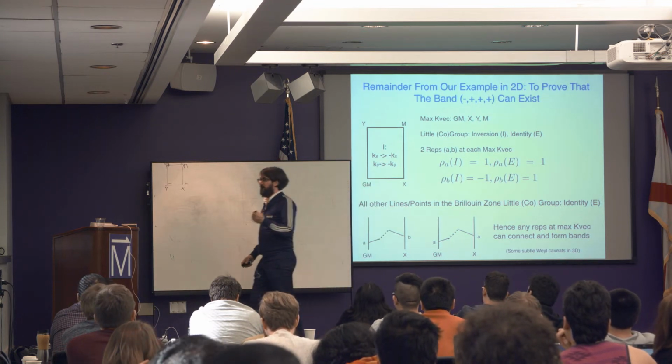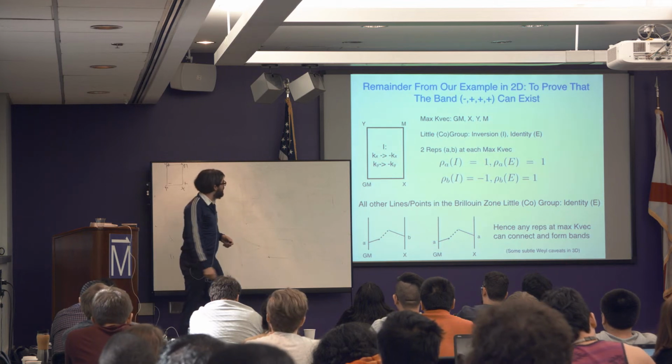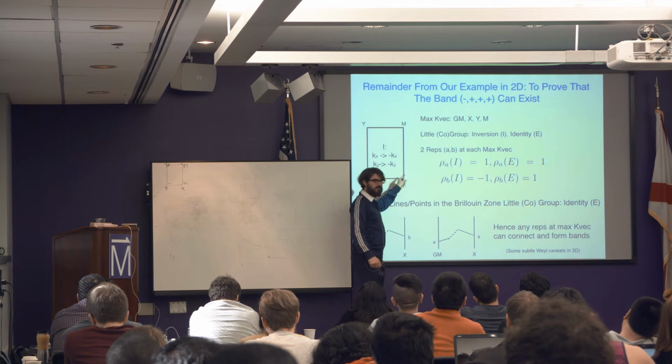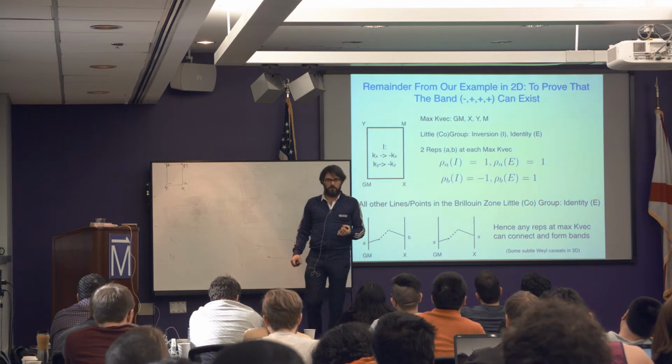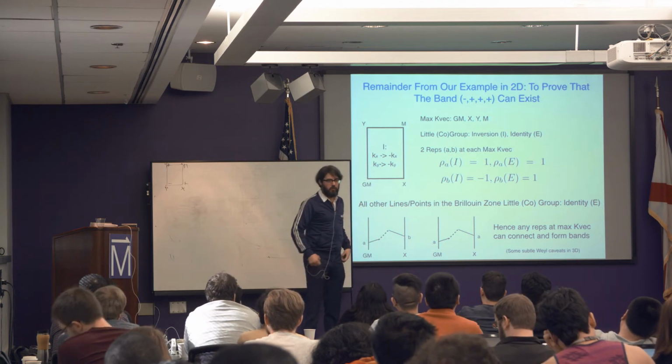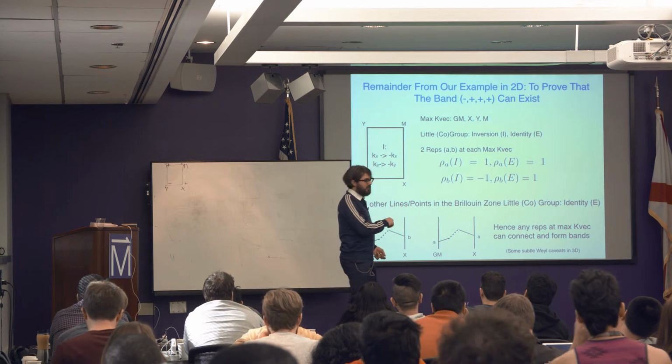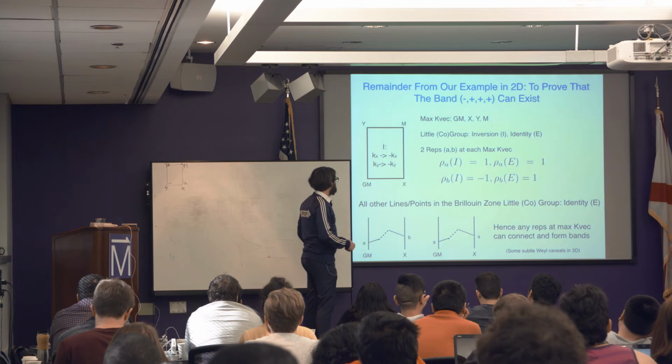So how do you find the bands that can exist in momentum space? What you say is, let me focus on these high symmetry points, which in this case are also called maximal k vectors. You're asking how do I know the points that I should look at? In this case, they're just these 4. There's a set of maximal k vectors.